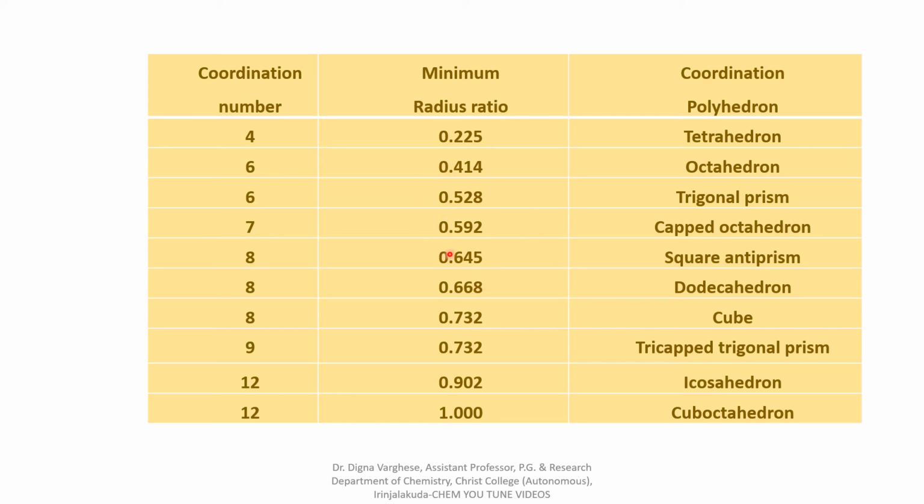So different radius ratios have different geometries of the coordination compound. For coordination number 9, it is a tri-capped trigonal prism, with radius ratio 0.732. For coordination number 12, for icosahedron, its radius ratio is 0.902. Cuboctahedron is about 1. Okay. So for higher coordination number, the relative radius ratio is high. That we have already seen.